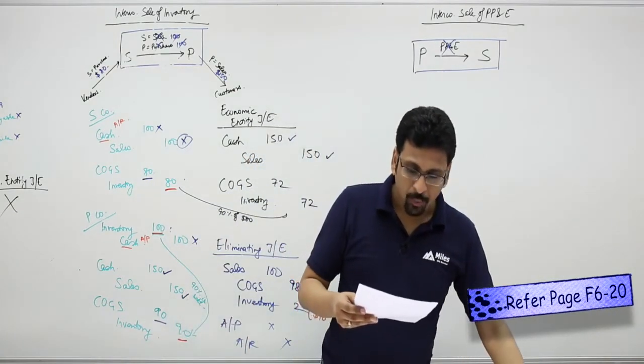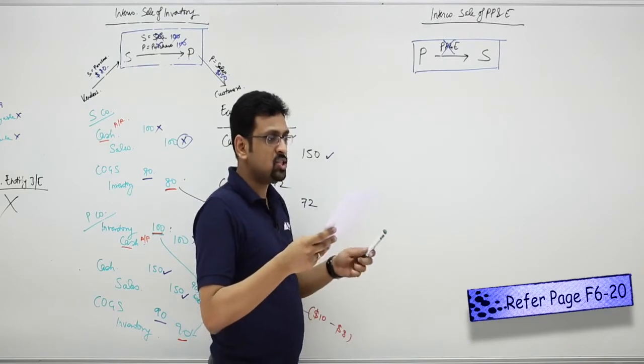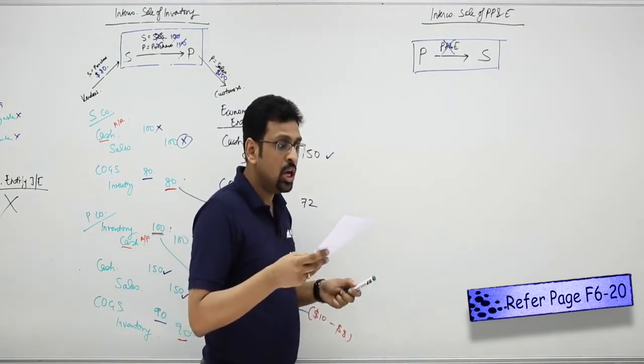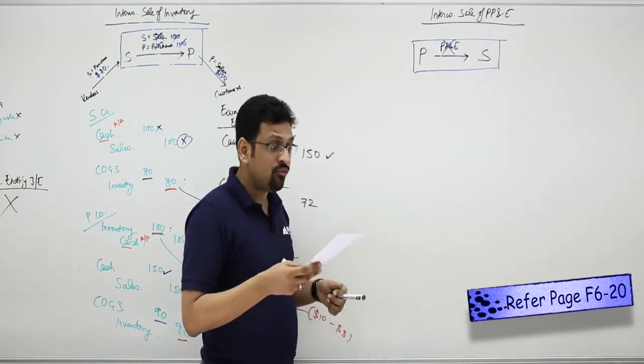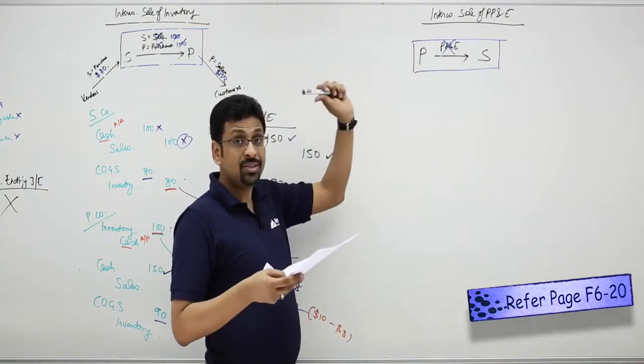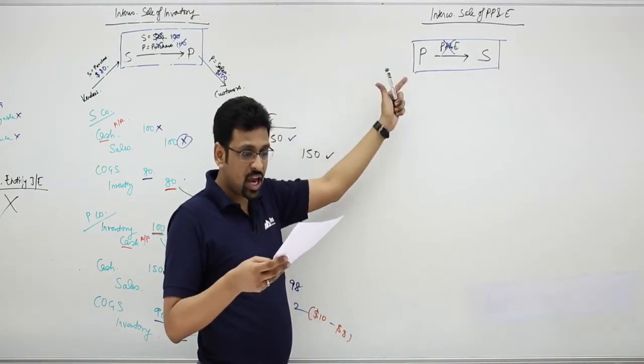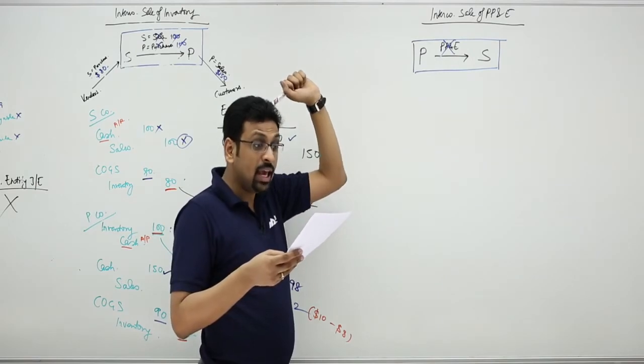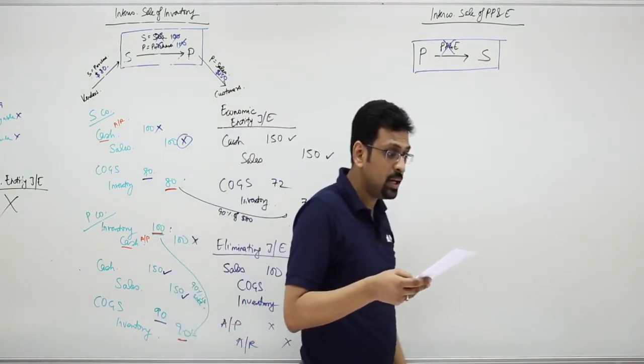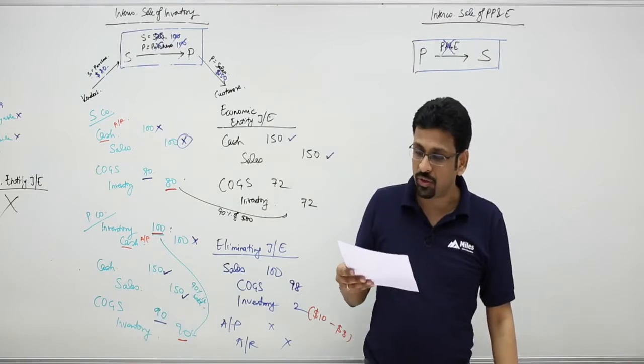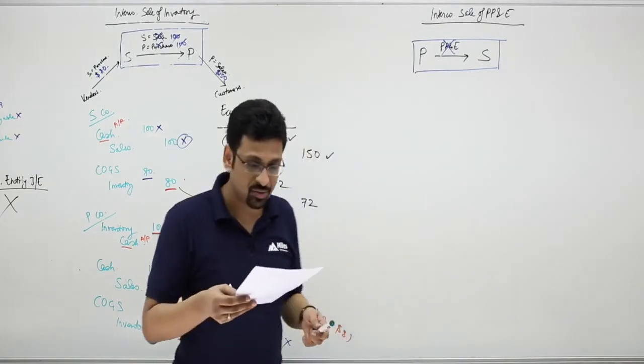So you have P company sold equipment with historical cost of $600 to S for cash of $500. So P company's historical cost was 600, cash they got from S was 500. The equipment had an accumulated depreciation of $300 with the remaining useful life of 10 years.